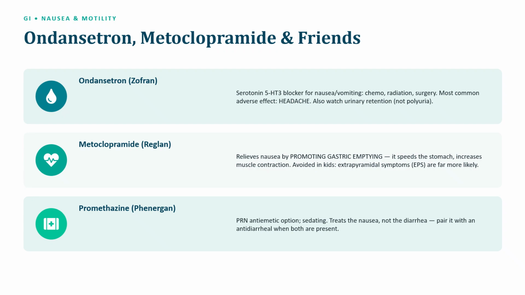Metoclopramide, which is also called Reglan, relieves nausea by promoting gastric emptying and increasing gastric muscle contraction. So when we are explaining it to a patient, we explain it just like that. It does not relax the stomach and it does not slow peristalsis. Metoclopramide is generally avoided in children because of the extrapyramidal symptoms. These are considerably more likely in the younger population, so we do use ondansetron. And then promethazine, which is also called Phenergan, is a sedating PRN antiemetic. It treats nausea, not diarrhea.